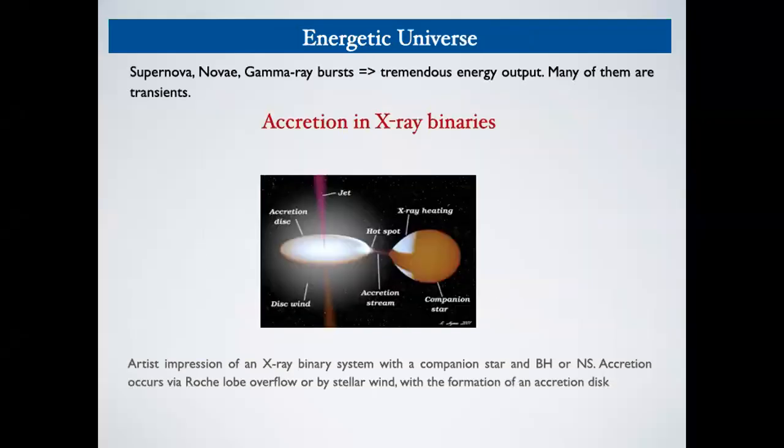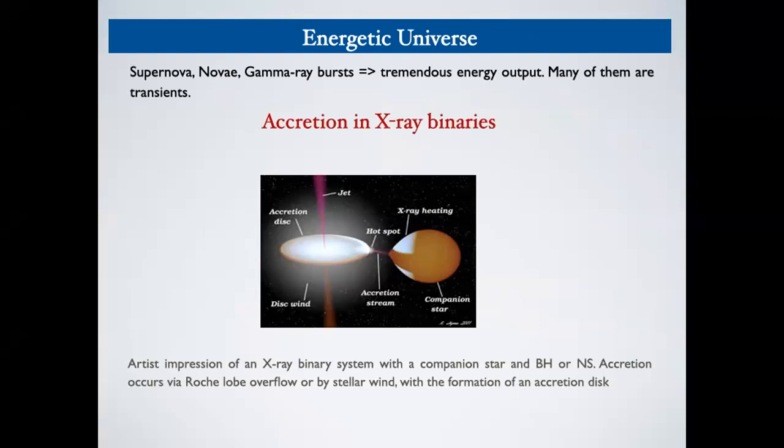everything that imparts a huge amount of energy into its surroundings. Examples of these processes are supernova events, novae, gamma ray bursts. All of these are transient events. All of these happen in a matter of either weeks or months up to a year. And all of these have this tremendous input of energy into the surroundings.